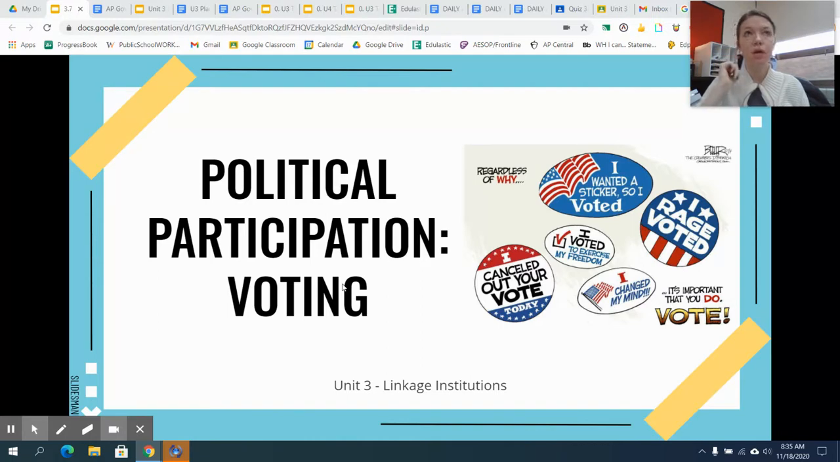This is going to be our first set of notes for Unit 3, Part 2. So we are going to be focusing on this part of the unit on a couple more of those linkage institutions, those things that connect us to the government. And one of those is voting. So when we're looking at voting, we're actually talking about political participation. And that's what all of these linkage institutions are allowing us to do, is to participate and take part in politics. The most common way that we engage in political participation is voting.